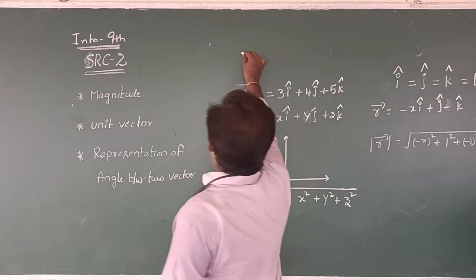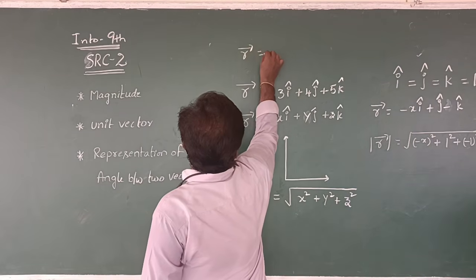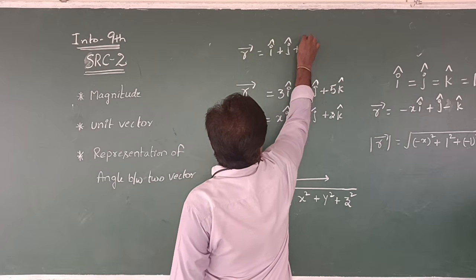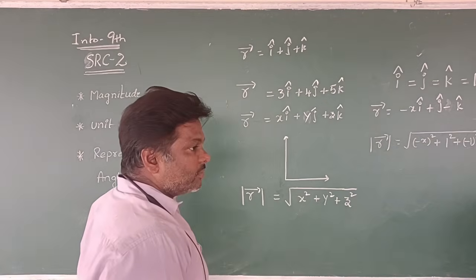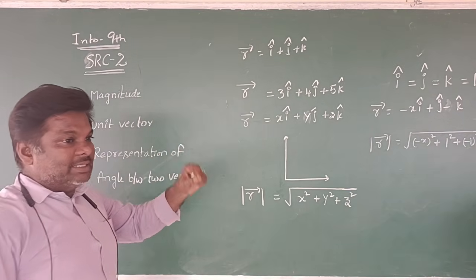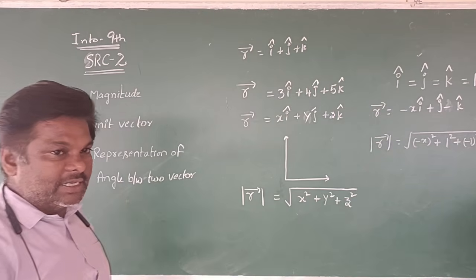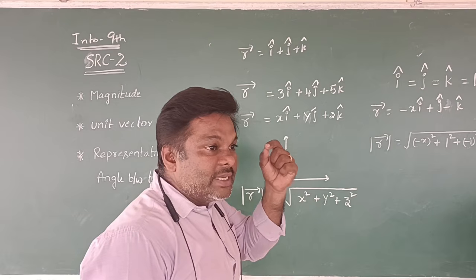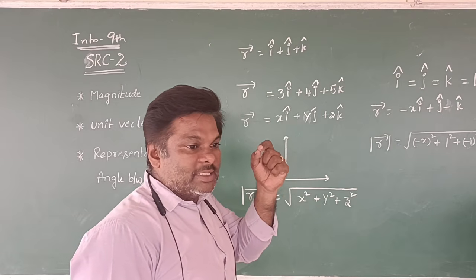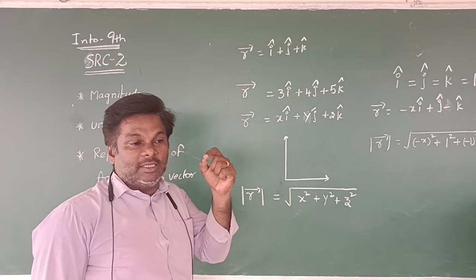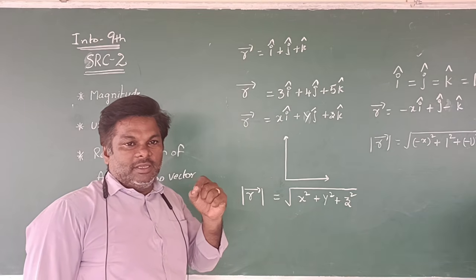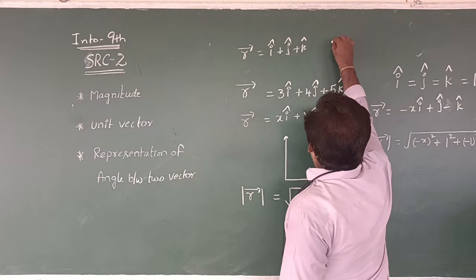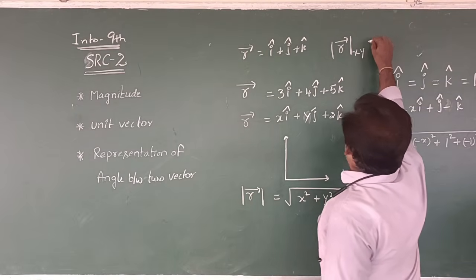We have another case like this: r bar equals i cap plus j cap plus k cap. Sometimes they may ask you, what is the magnitude of the given vector in the xy plane? The xy plane, not xyz, not in space, not a three-dimensional point. They are asking in a plane, the magnitude of r bar in xy only.